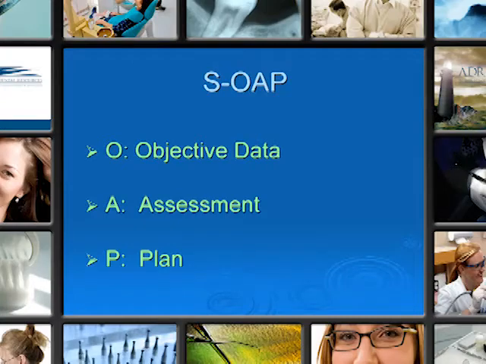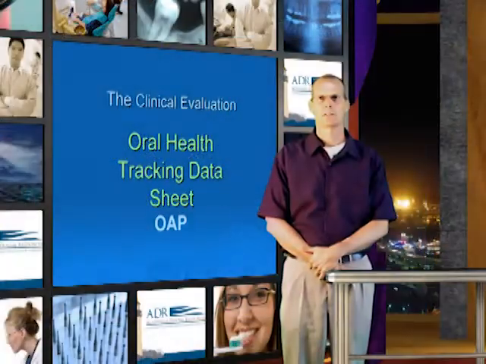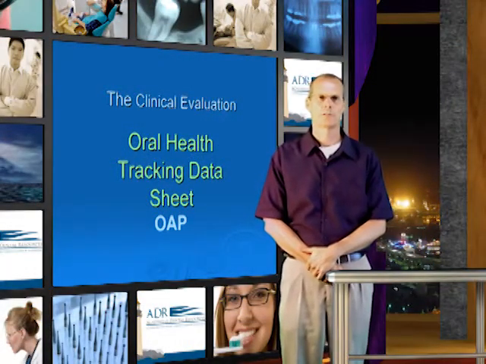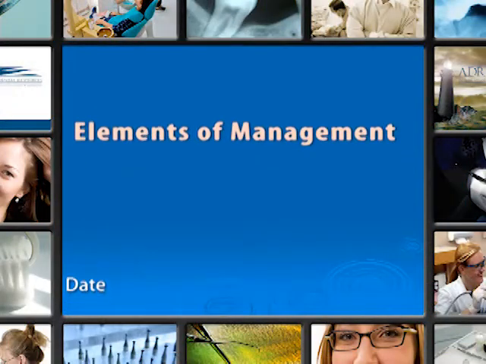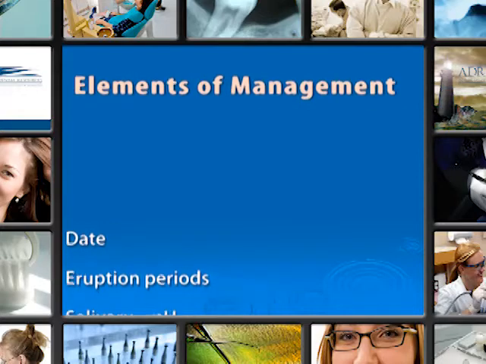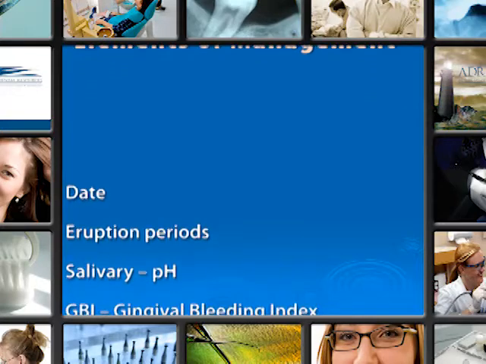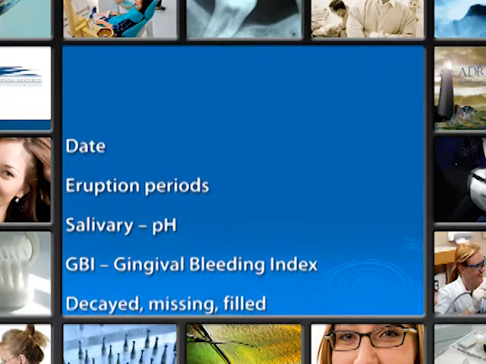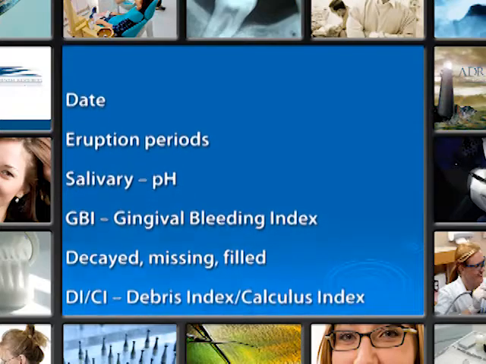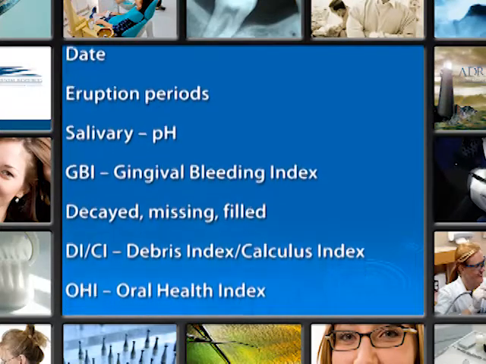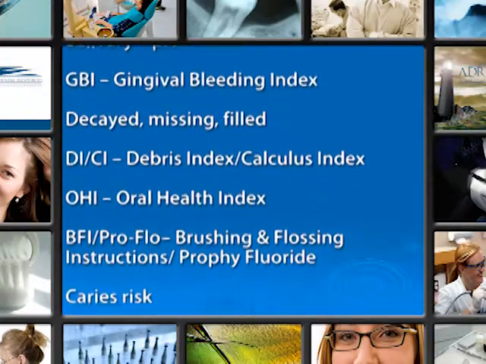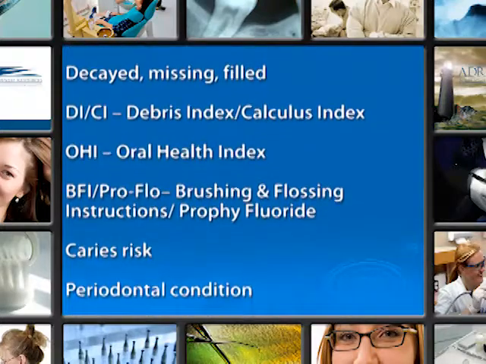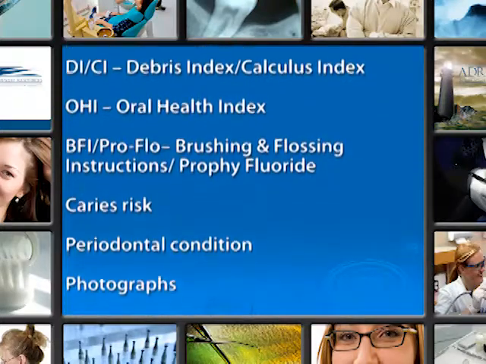We're going to move now on to objective data assessment in the plan. Those three items we collect on the oral health tracking sheet, and I'll refer to that as the tracking sheet. Elements of management on the tracking sheet: the date, the eruption periods, the salivary pH, the gingival bleeding index, decayed, missing, and filled teeth and surfaces, the debris index, the calculus index, the oral health index, brushing and flossing instructions, caries risk, periodontal condition, photographs, caries risk test, and salivary flow.